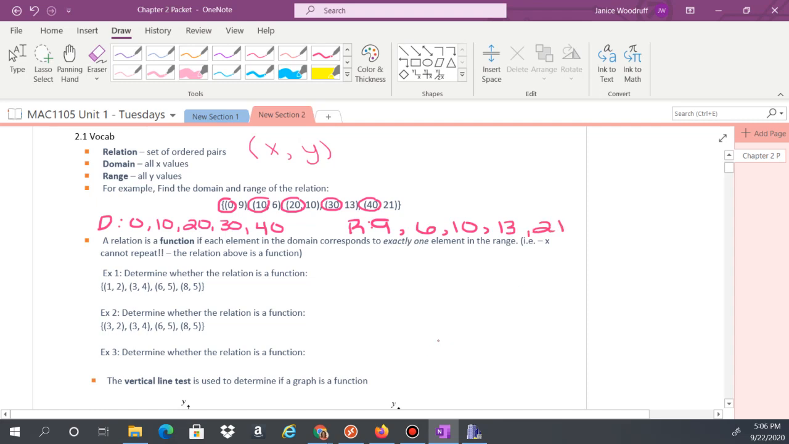Now you do not have to put them in order, but if you are looking at, let's say, something that's multiple choice, they would be in numerical order. So we would put the 6 first, then the 9, because the 6 is smaller.